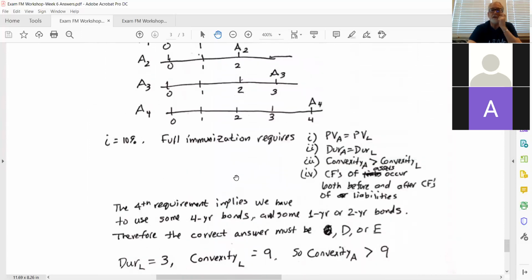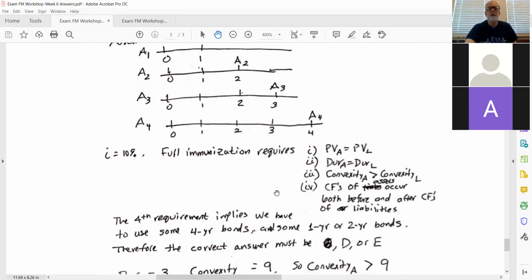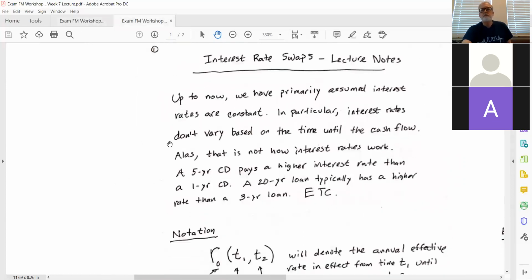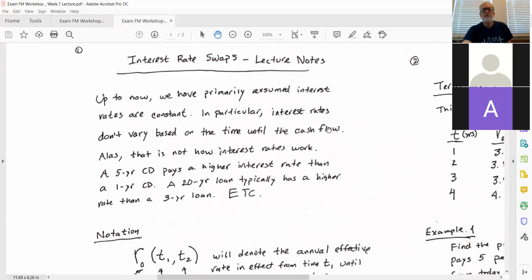Okay, any questions on that? Let's see. All right, I have a few more minutes. I just want to briefly start the new topic, because a lot of it is just notation. So I'll quickly cover this.